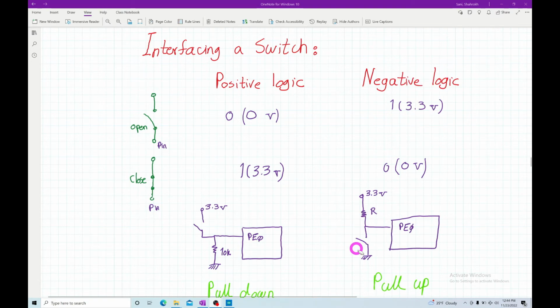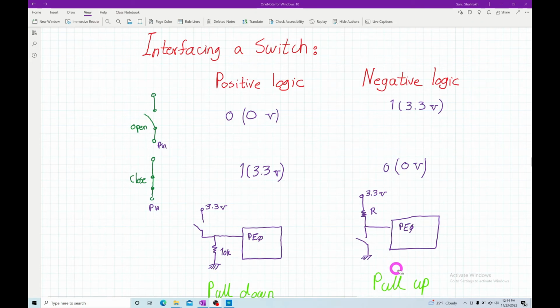That means the I/O pin is technically up. If you don't push the switch, it is up or it is 1. The only case it turns 0 is if you push this button.